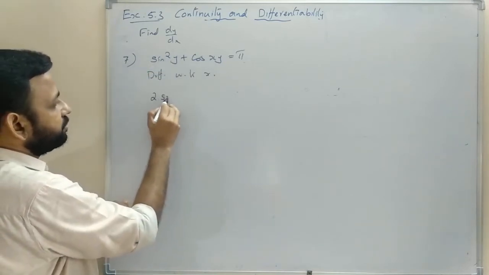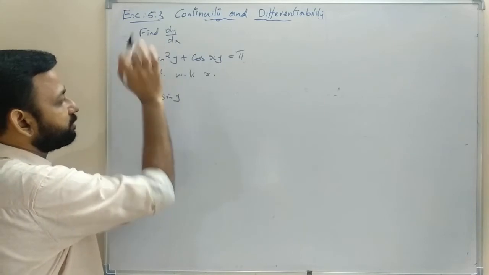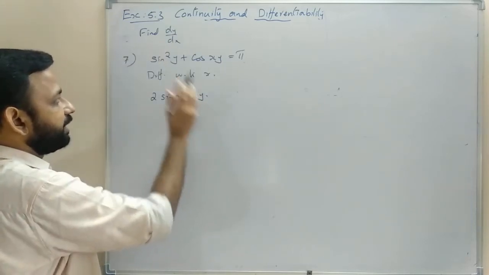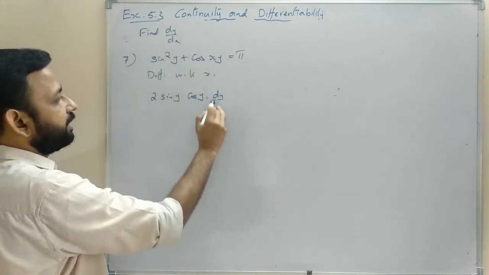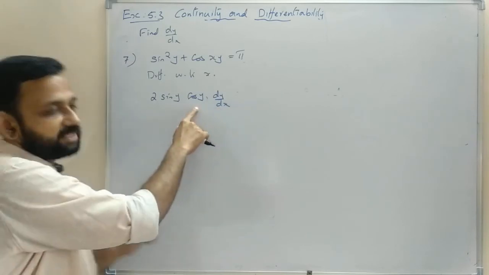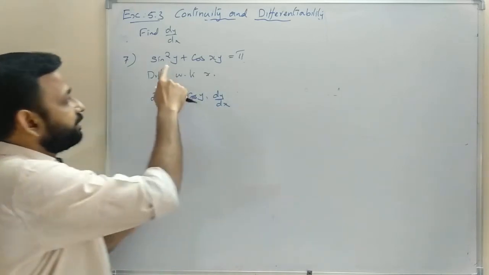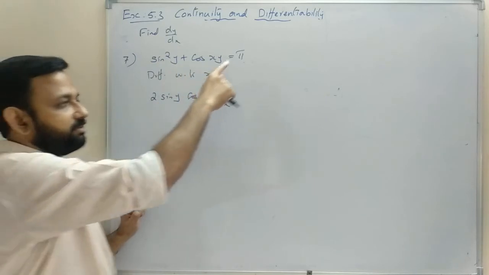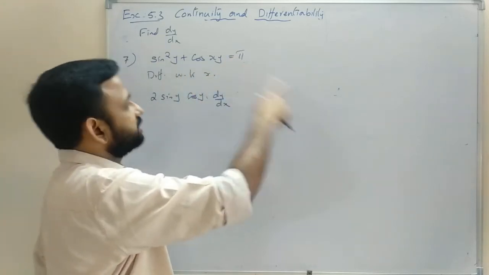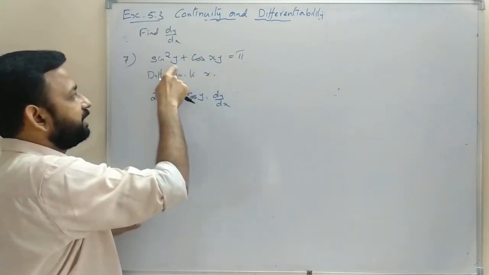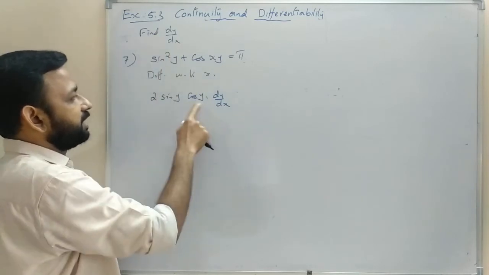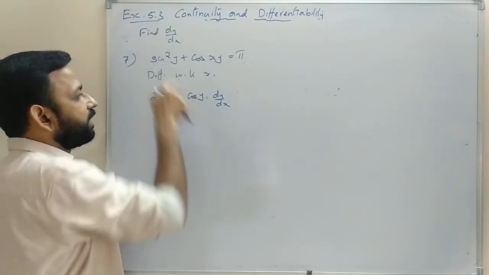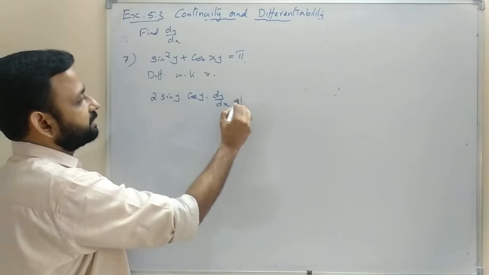So 2 sin y into derivative of sin y, cos y, into derivative of y, dy by dx. So here we applied the chain rule. Derivative of sin square y, derivative of x square, that is 2x. Similarly 2 sin y, then derivative of sin y, that is cos y, then derivative of y, that is dy by dx, plus.